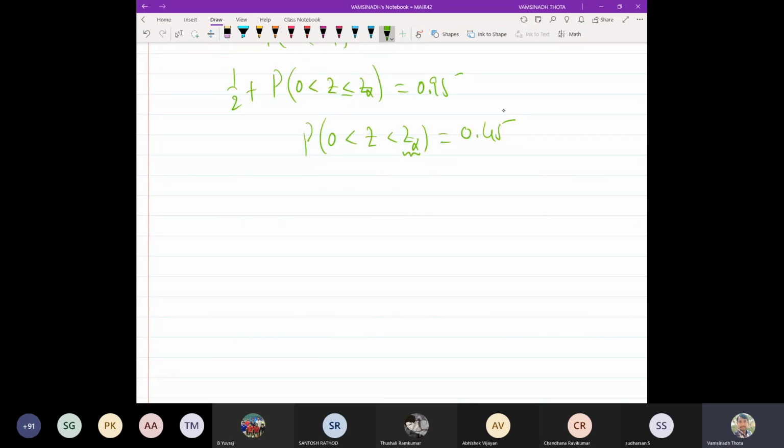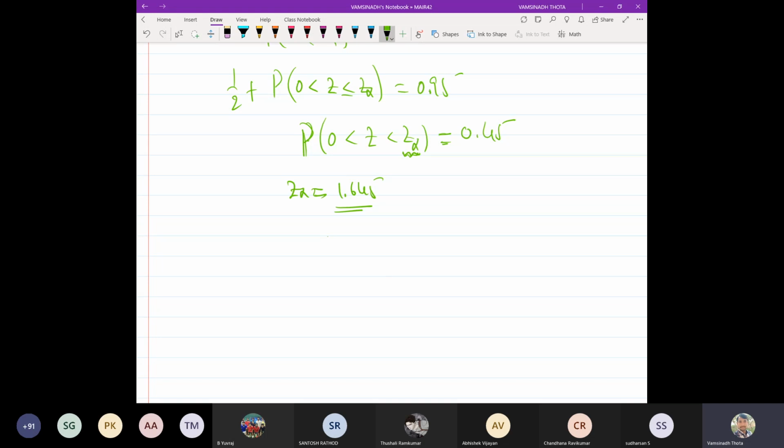Now can anyone give me the Z alpha from the statistical table? We have remodified into this format only because the statistical table allows us to get values only from 0 to some positive number. Because of that reason we have to remodify it. Can anyone give me the Z alpha value from the statistical table for which the area is 0.45? Yes, right. So Z alpha is equal to 1.645.